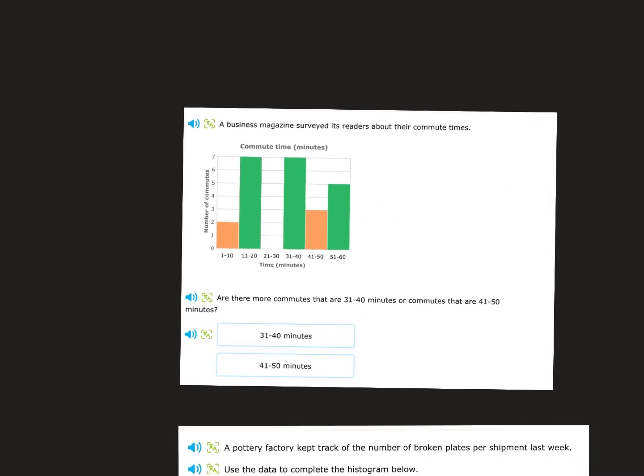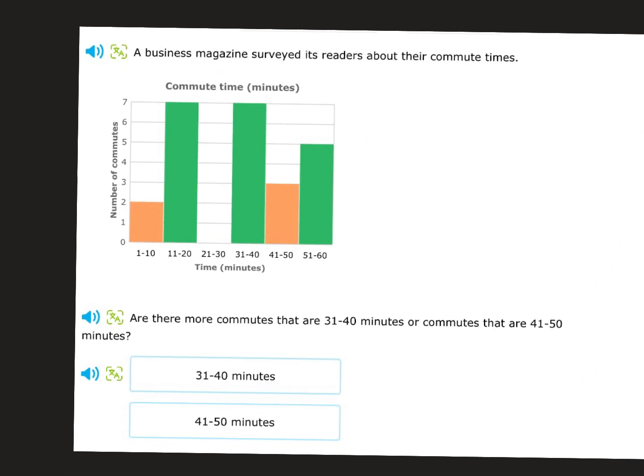All right, this one we've got a histogram or a bar graph, and we need to interpret it. So a business magazine surveyed its readers about their commute times. So we have our different categories on the side. We have number of commutes versus how long they have. This could be like a bus transfer, or you go from bus to bus to bus, or train to bus to whatever, right? So we've got minutes.